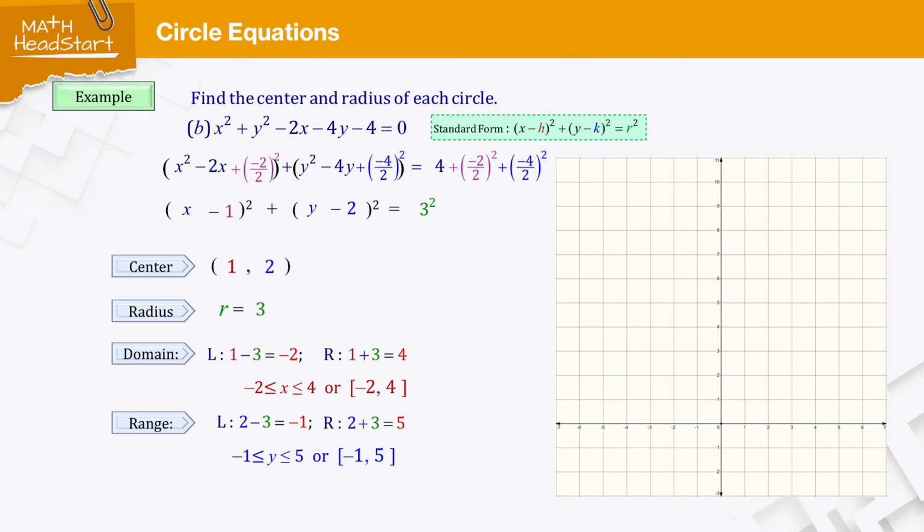Let's now draw this. Plot the center at 1, 2, and here's the circle with the radius 3. Again, make sure the domain and the range are as we calculated. This general equation form is not easily recognizable as a circle, but it is.